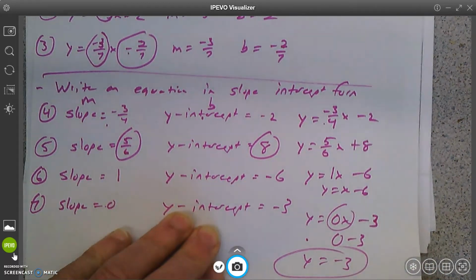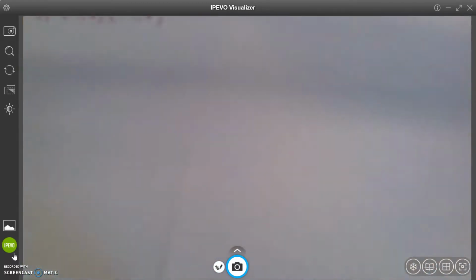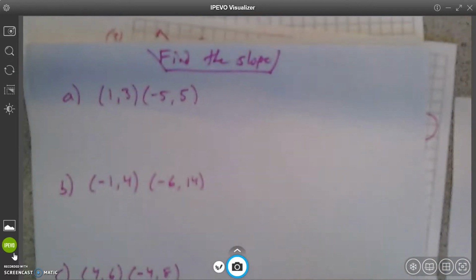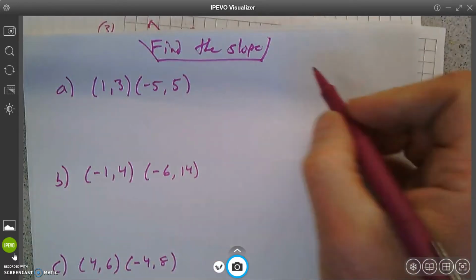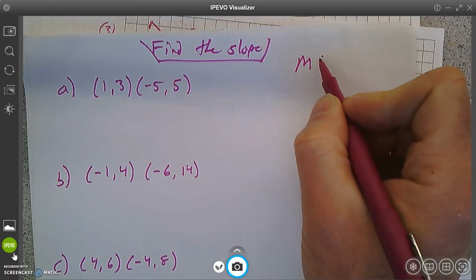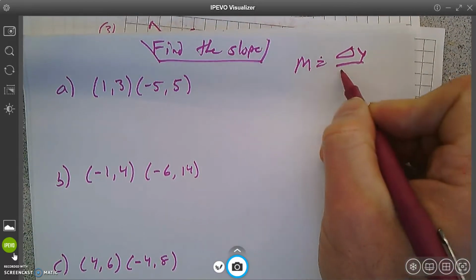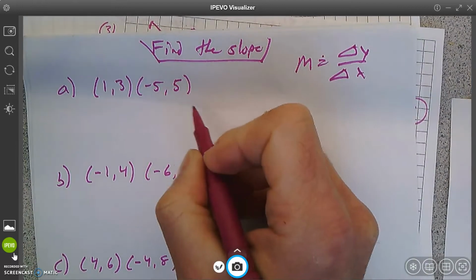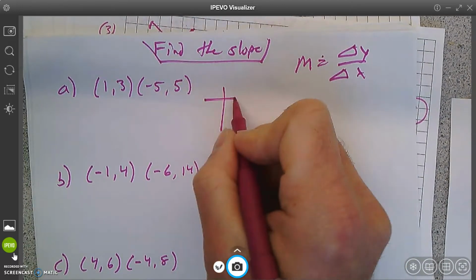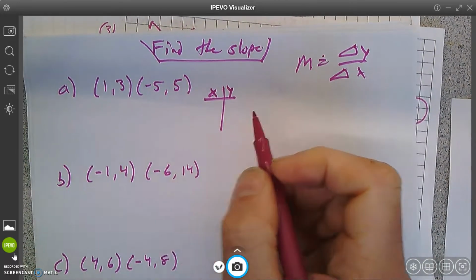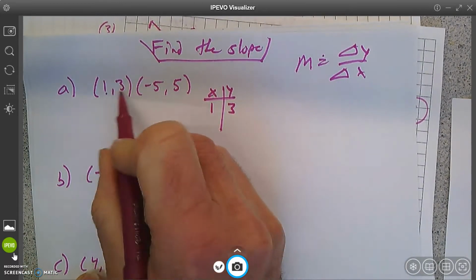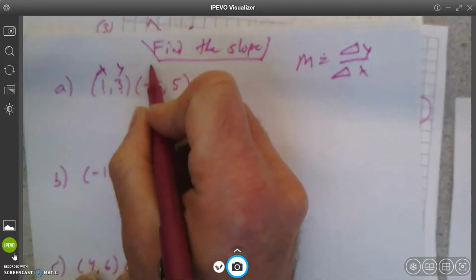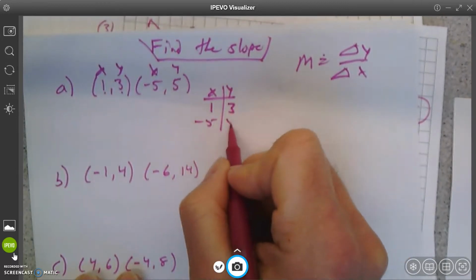All right, let's do a few more. Good work so far. Okay, so let's find the slope if I give you 2 points. So what's the slope of this line? So we know the slope is the change in y over change in x. Okay, so in order to do that, we gotta create our xy chart. So we have 1, 3, this is x, this is y, this is x, this is y, -5 and 5.